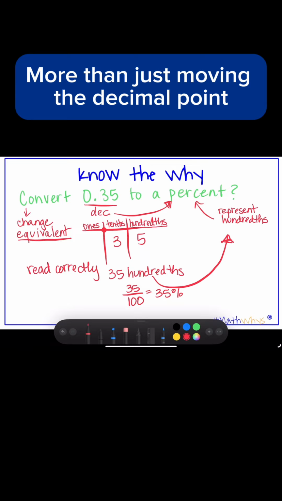This is more than just moving the decimal point to the right two times and attaching a percent sign. Kids have to know why this is true. And when they can't remember these tricks that some teachers are giving them, they have to be able to fall back on the understanding of why this works.